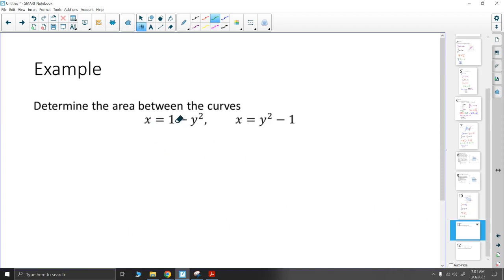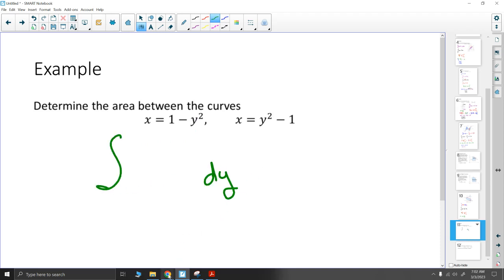Determine the area between the curves. Okay, so in this case, again, we are not solved for y. We're solved for x. If that's the case, then it's just going to be easier to describe this in terms of y than x. So there's no reason to force it. Just looking at this and seeing that x has been solved for but not y, I know that I'm probably going to integrate this with respect to y.